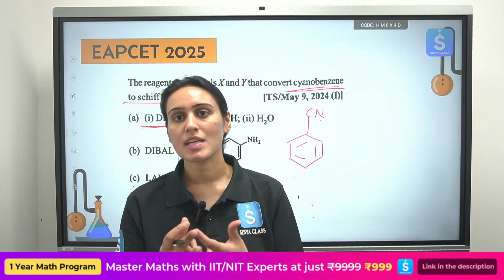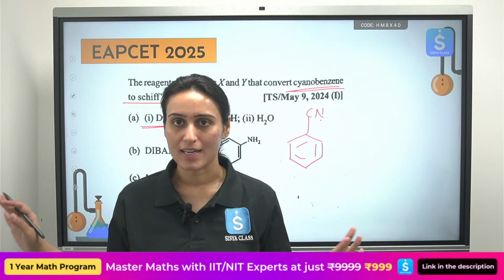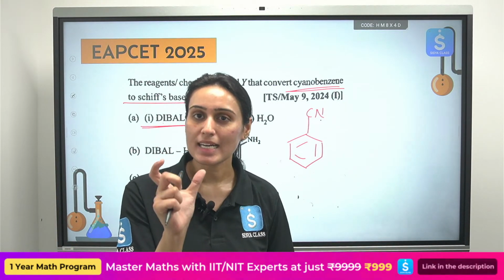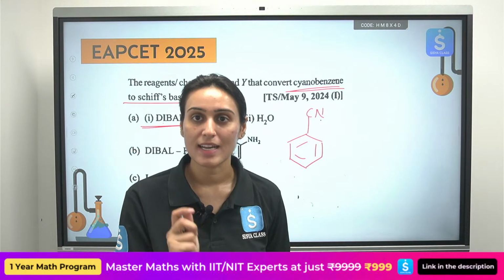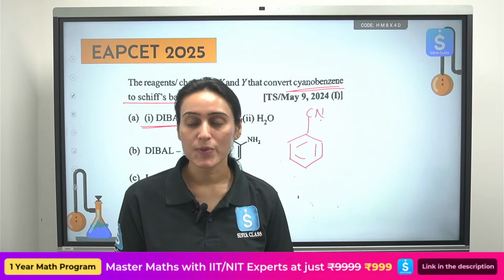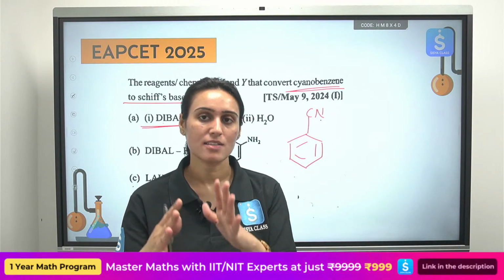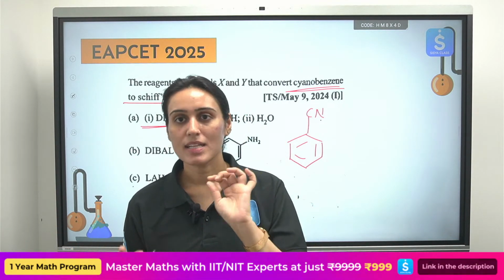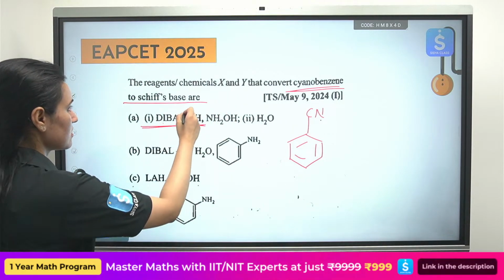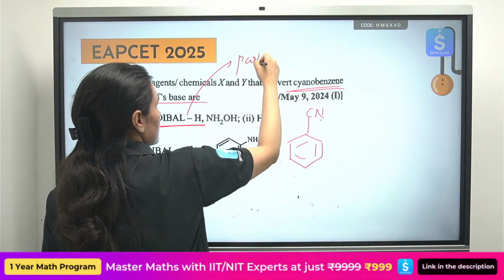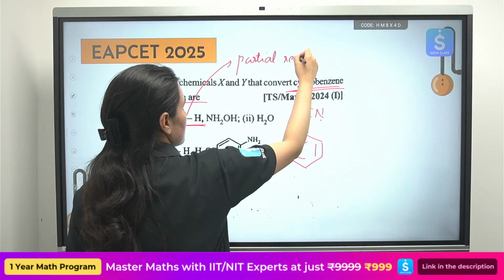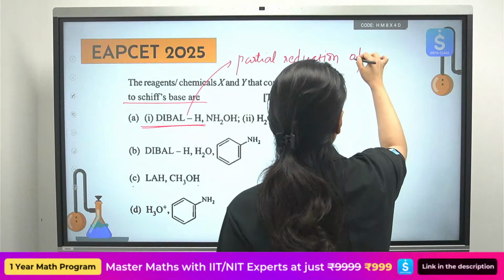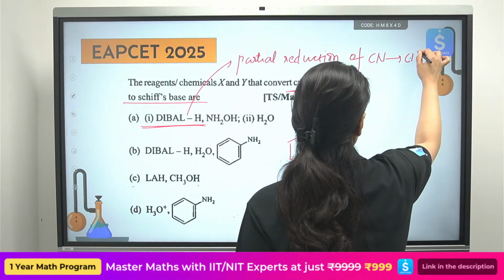If you use lithium aluminium hydride, it will give you complete reduction. It will give you amine. But if you want to prepare aldehyde, you want to do the reduction partially, then you will use DIBAL-H, diisobutyl aluminium hydride. They will not write the complete name, they will write DIBAL-H only. Okay, but you should know the property. Partial reduction.